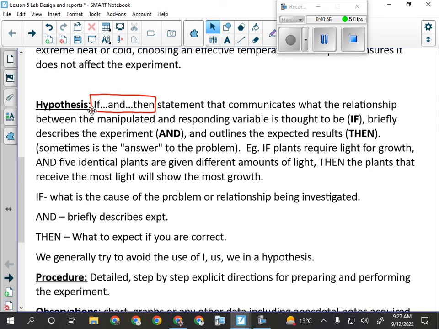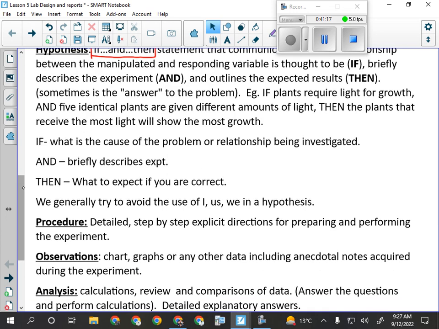All right, so the if part: the if-and-then statement communicates what the relationship between the manipulated and responding variable is thought to be. That's the if part. Briefly describe the experiment. That's the and part. Outline the expected results. That's the then part. So if we're looking at this: if, what is the cause of the problem and the relationship being investigated, and describe the experiment, then what to expect if you are correct.